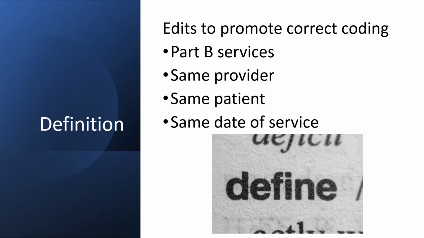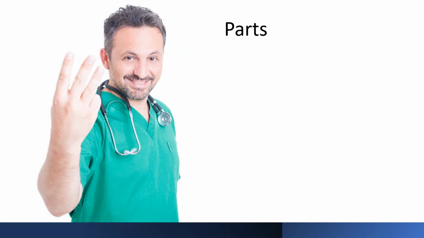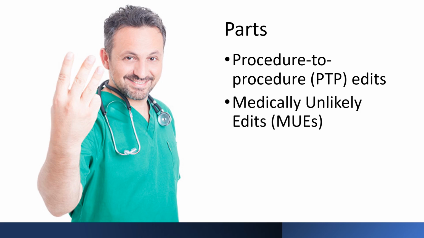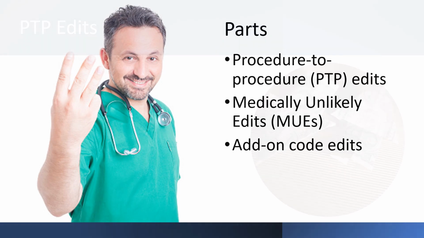Now that you know the basics of what the edits are and how they work, let's move on to the three parts of the edits. What are the three parts? Let's start with the one most people are familiar with. This is the procedure-to-procedure, or PTP, edits. Next are the medically unlikely edits, and last are the add-on code edits.